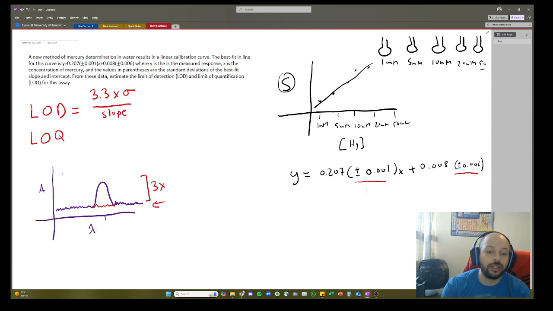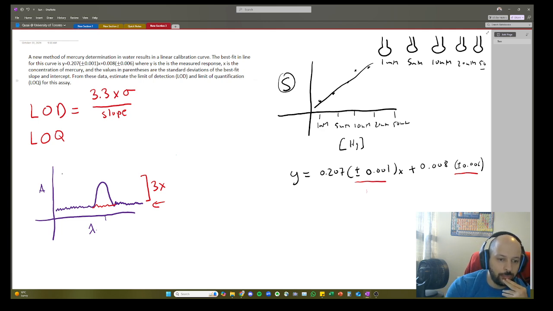With limit of quantification, it's not a yes or no question. It's the minimum concentration above which you can actually quantify and say, oh, I have X concentration of my analyte. I have 10 millimolars of mercury, whatever. So if the concentration of your analyte is above that limit, you could actually say how much of your analyte is in there.